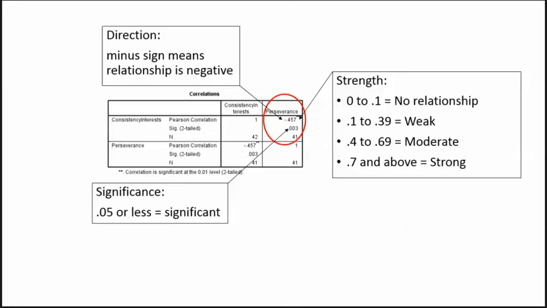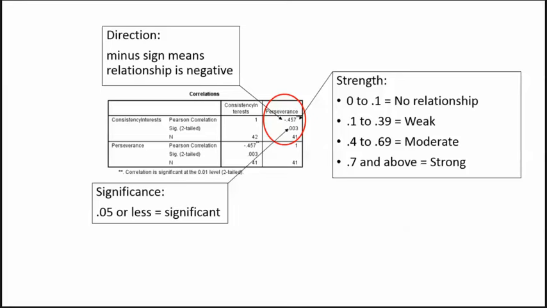That said, we can begin interpreting the output by locating the column for one of our variables and the rows for the second variable. The numbers where that column and those rows intersect are the results of the analysis of those two variables. So the numbers I've circled in the slide are the results of the correlation analysis for perseverance and consistency of interests. The direction and the strength of the relationship are found in the line labeled Pearson correlation. The level of significance is in the line labeled Sig two-tailed.